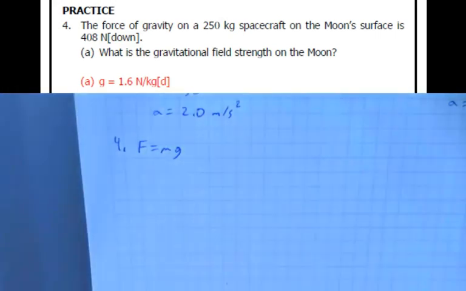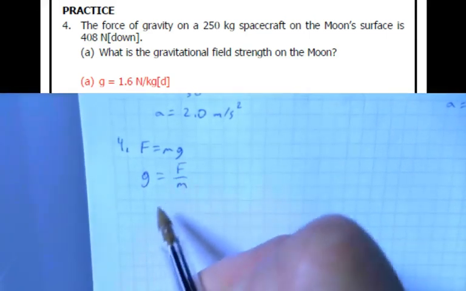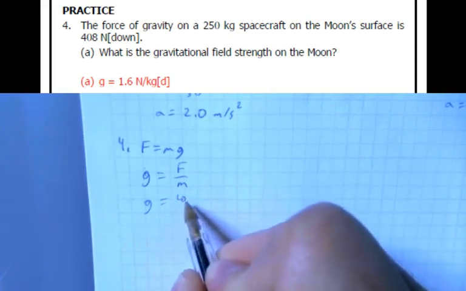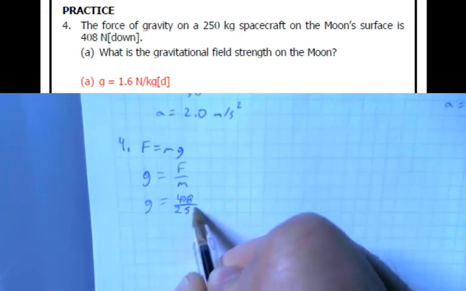So F equals mg. We have a mass of 250 kilograms. We have a force of 408. What is that g value going to be? 408 over 250.